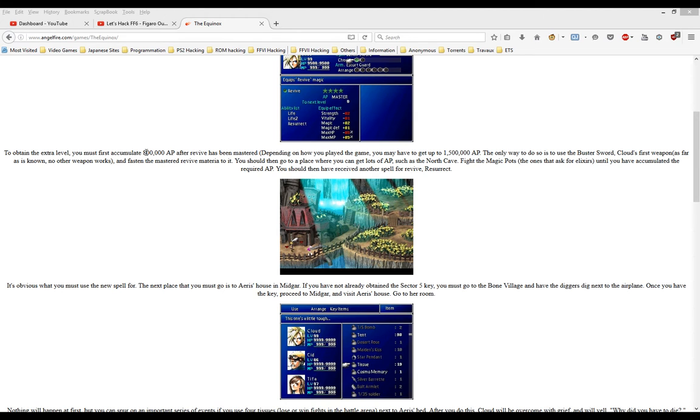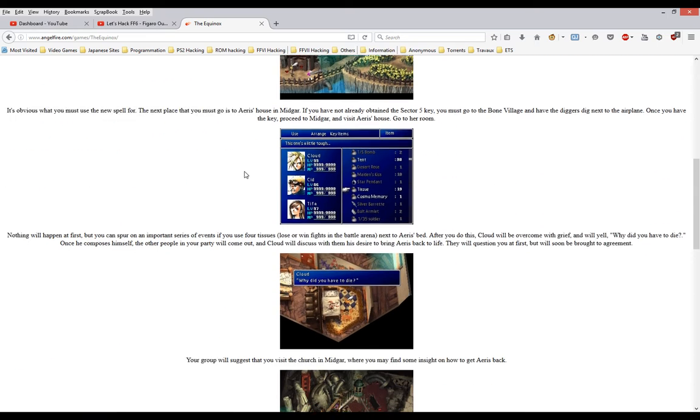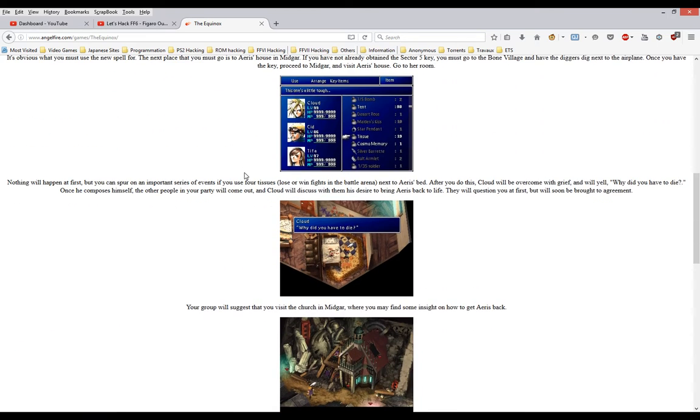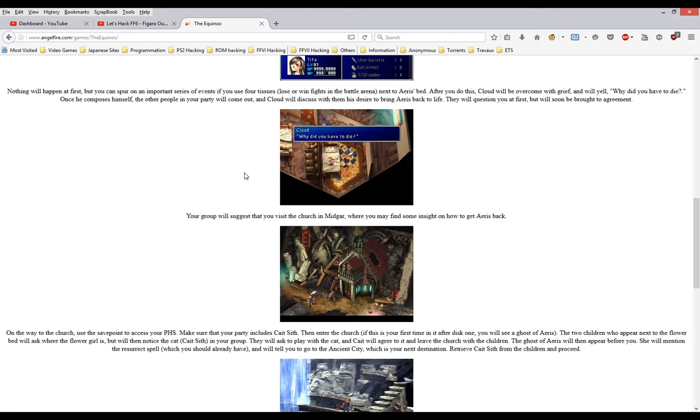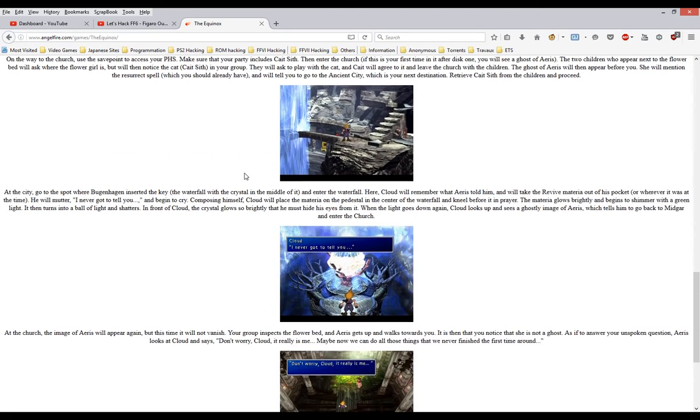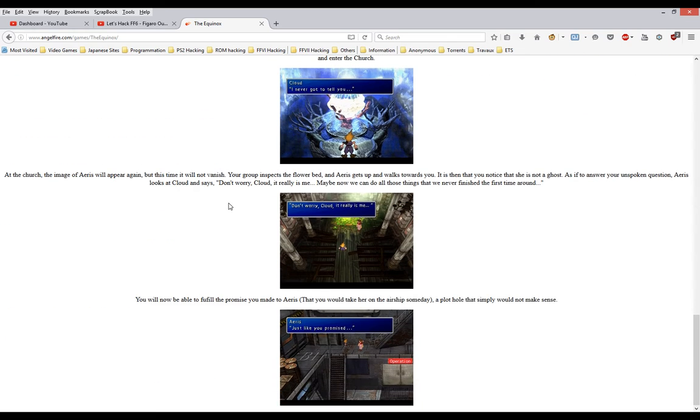800,000 AP. Master Materia. Okay. Okay, yeah. Wow. Never thought that that was possible, man.